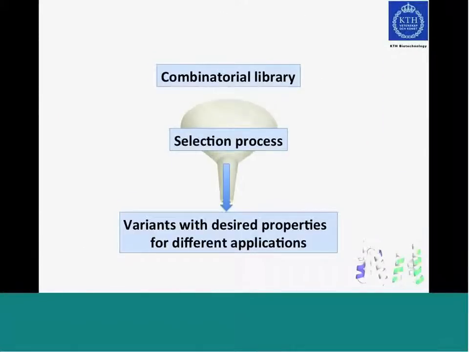This is just another way of showing it. You start off from a combinatorial library. You implement some kind of selection process in order to select variants having desired properties for your application of choice.